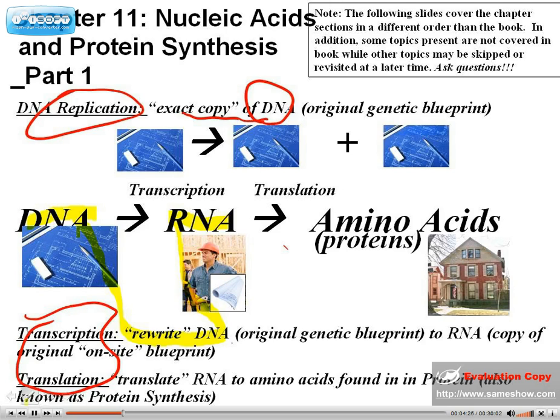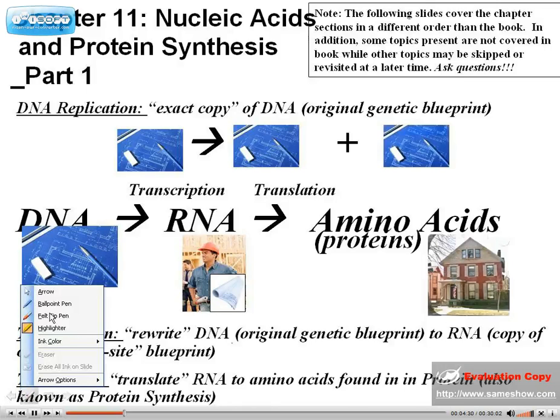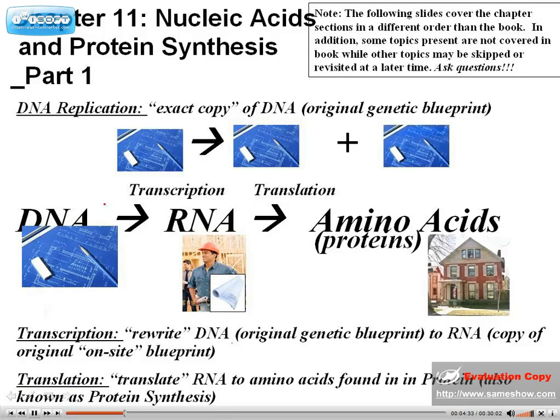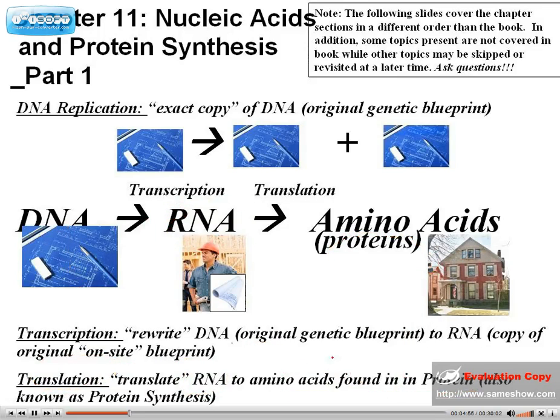Now, the next one is translation. So once you use transcription to create your RNA, you're now going to use that RNA to create, for example, amino acids found within a protein. So using that RNA as a map to synthesize a new protein, we call this translation, because we're translating from RNA to the amino acids within the protein. The other name for this is protein synthesis.